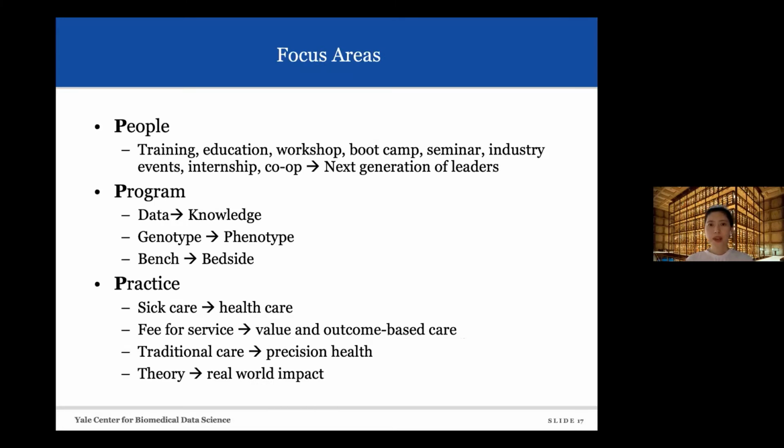So there are three main pillars as our primary focus right now. Number one is people. The aim is to have the next generation of leaders through different training programs, educational activities, workshops, seminars and events. And we have fellowships and internships, short courses, long courses, degree programs, and so on and so forth. I will share a little bit more detail in the next couple of slides.